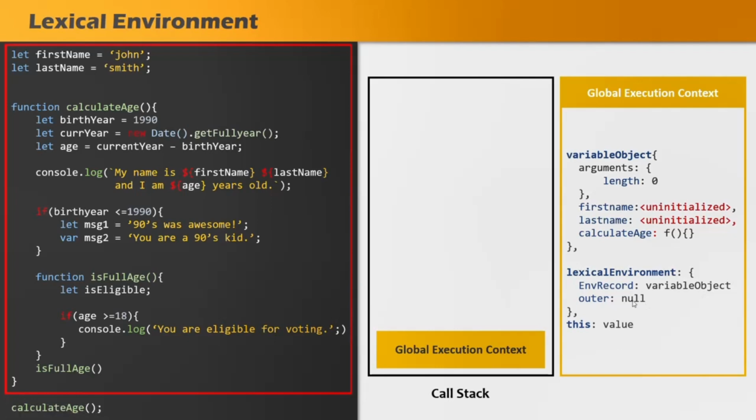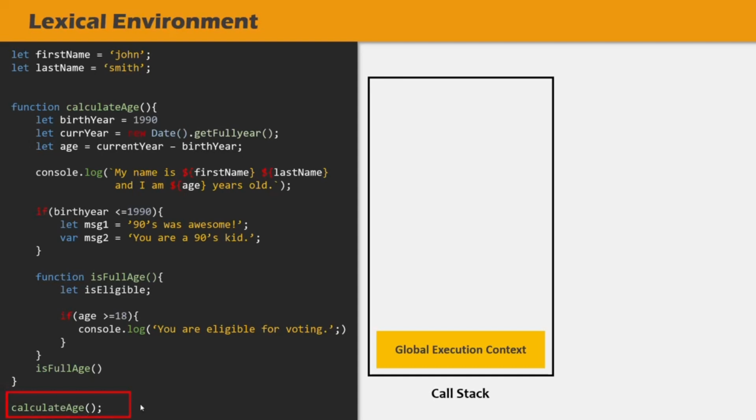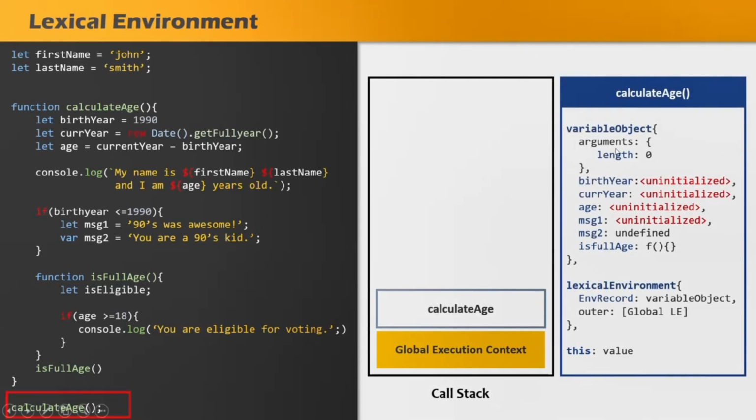Okay. So after this global execution context is created and executed, we are calling this calculateAge function. Now, when the calculateAge function is called, an execution context for that function will be created. And during the creation phase, again, its variable object will be created, which will store all the parameters, its values, and the variables and functions declared inside it. And after the variable object is created, the lexical environment for that execution context will also get created. So in this case, a lexical environment for this calculateAge function will also get created.